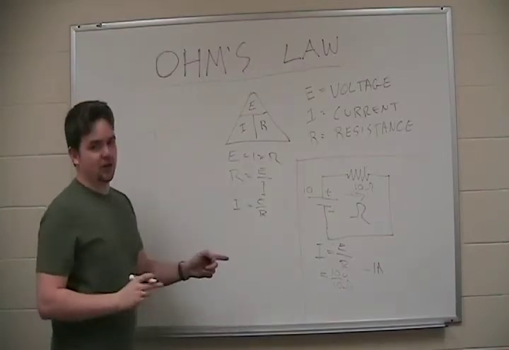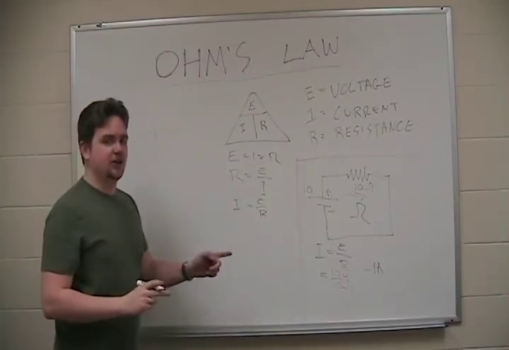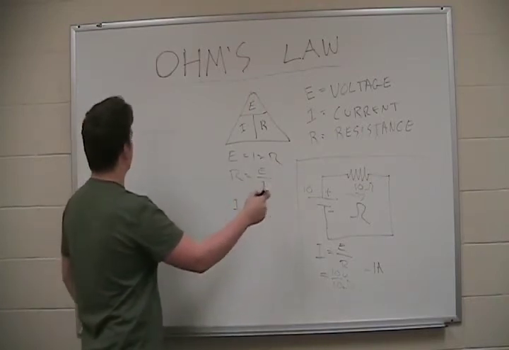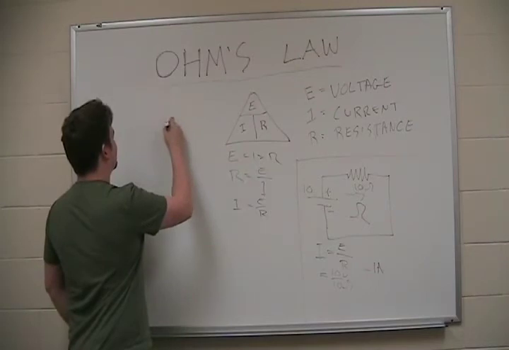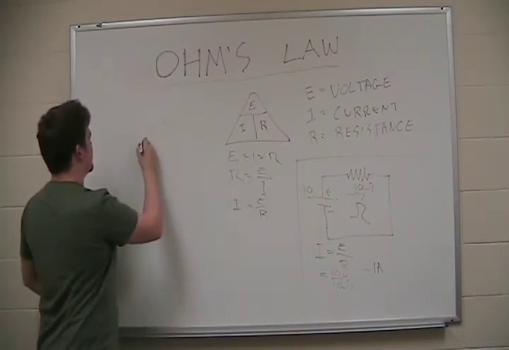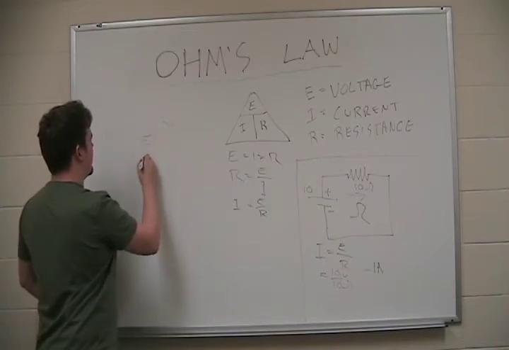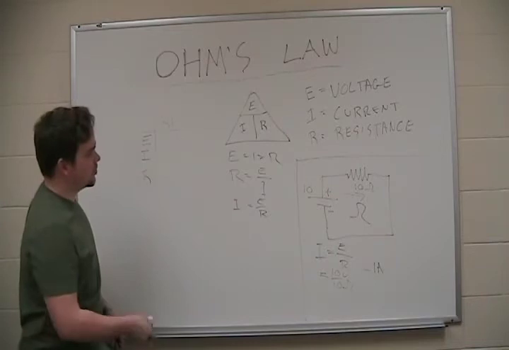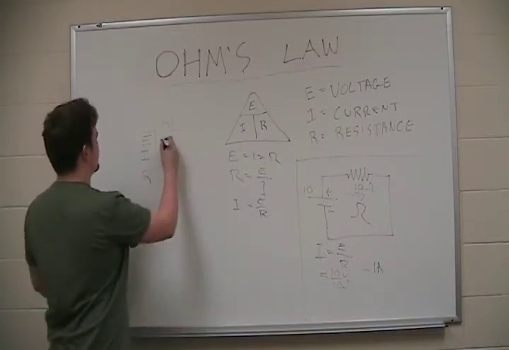Now this is a series circuit. We're going to talk more about series circuits in a minute. But since we only have one resistor, we'll label this R1. E, I, R. And we fill in the value. So starting off, we knew that there was 10 volts.